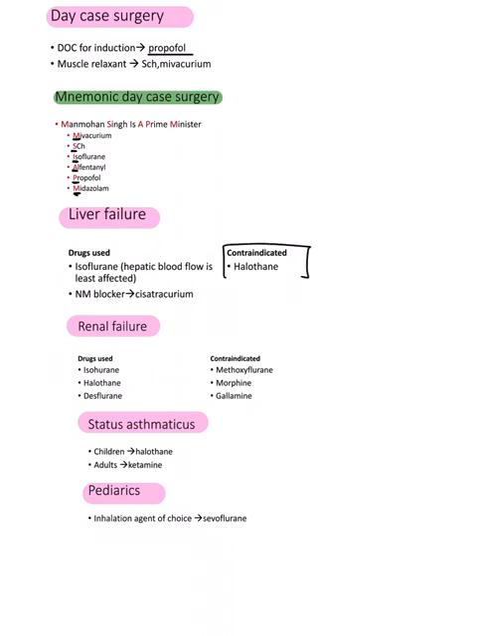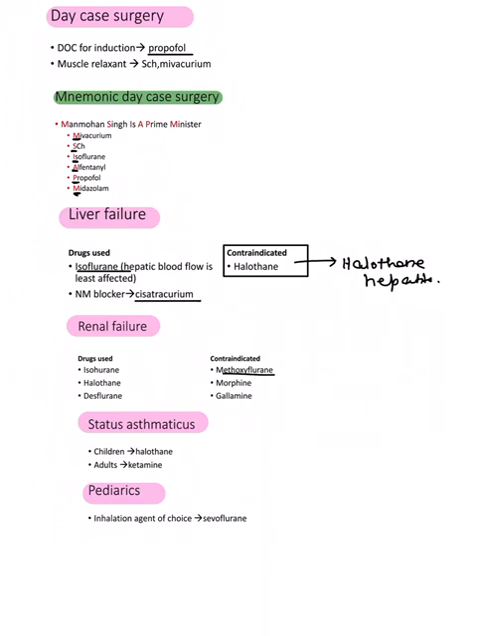Now coming on to liver failure, halothane is contraindicated in adults. Why? Because it was causing halothane hepatitis, so we cannot use this drug. What are the drugs used? Isoflurane may be used, and neuromuscular blockers like cisatracurium may be used.